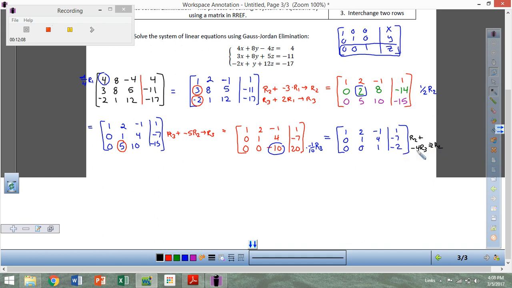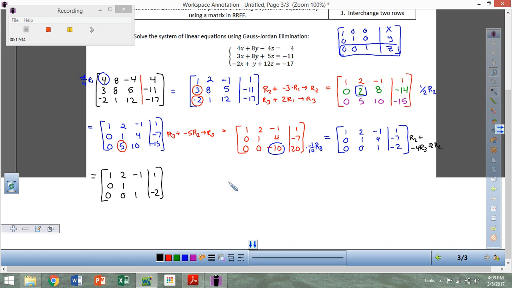And so that makes sense because if I take negative 4 times this and I add that to row 2, then that's going to make that a 0. So in doing so, this is still 1, 2, negative 1, and 1. Bottom row, I'm not going to change that, so 0, 0, 1, negative 2. In the middle row, if I add negative 4 times row 3 to that, this is still going to be 0. This is still going to be 1.